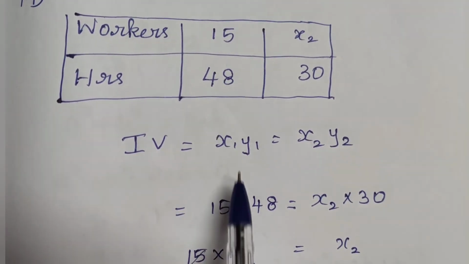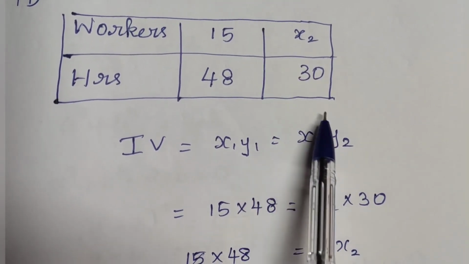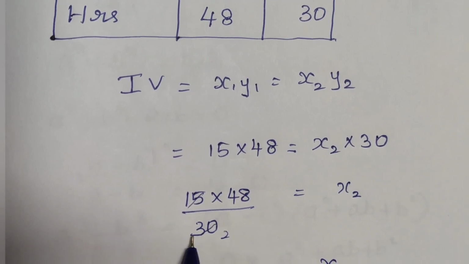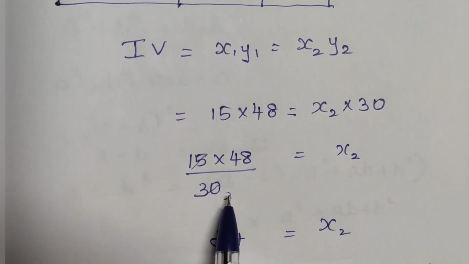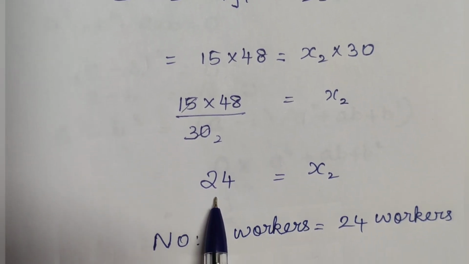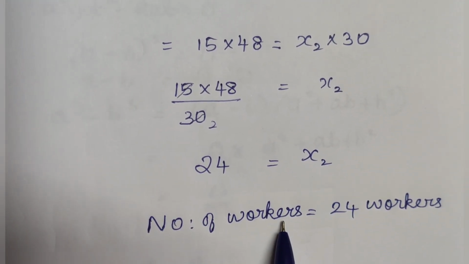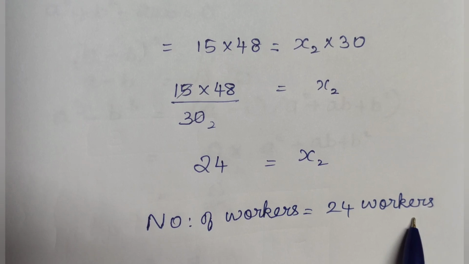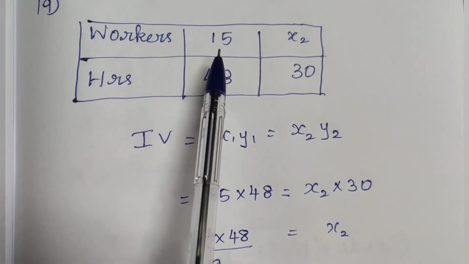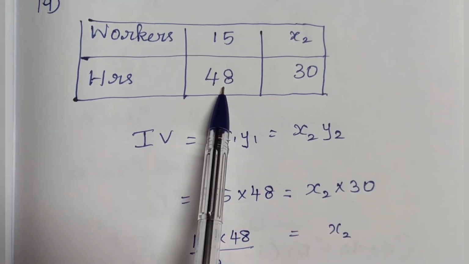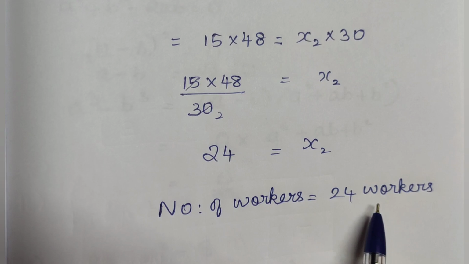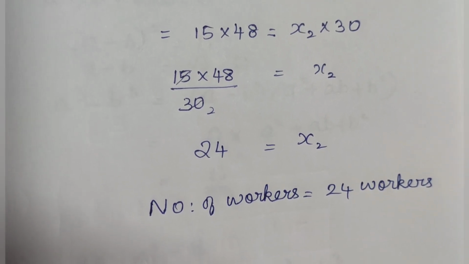We get 15 into 48 equal to x2 into 30. 30 is transposed, it becomes division. 15 goes in 30 two times. 48 divided by 2, x2 is equal to 24. Number of workers is equal to 24 workers. Thus, 24 workers can finish the work in 30 days, whereas 15 workers can finish it in 48 days. So the answer is 24.